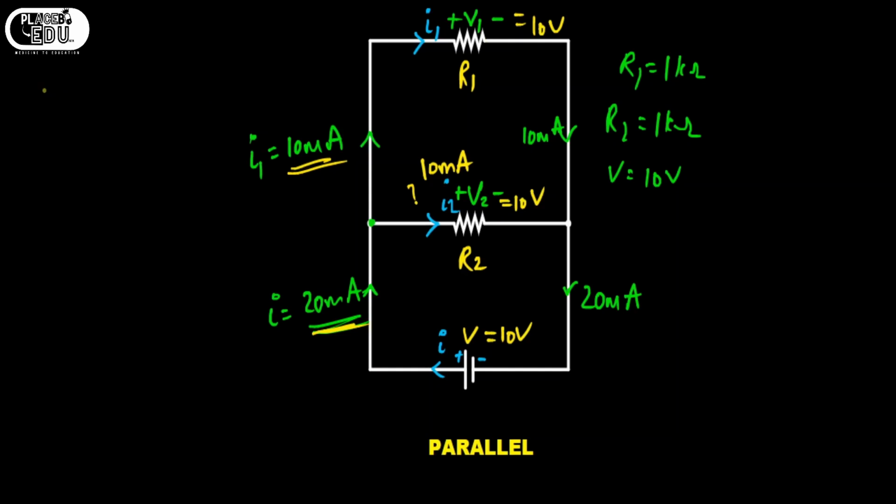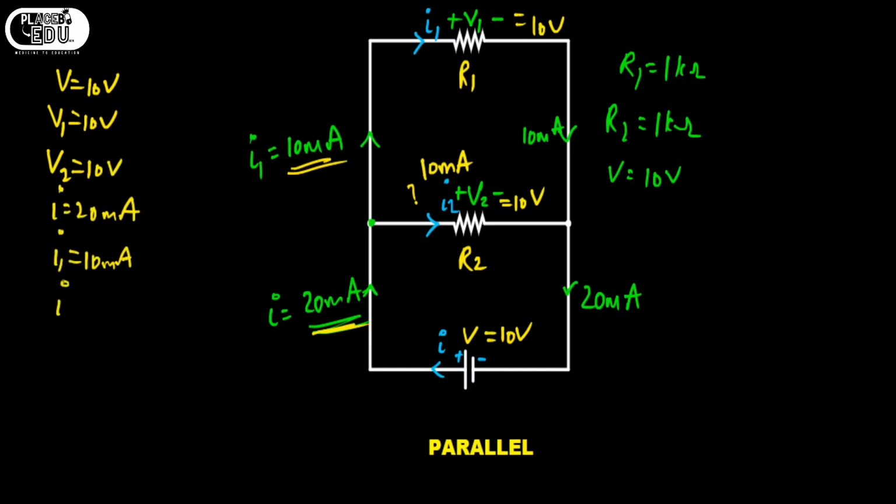So the things I have, I will write here: V equals 10 volts, V1 equals 10 volts, V2 equals 10 volts, and I equals 20 milliamps, I1 equals 10 milliamps, and I2 equals 10 milliamps. This is for R1 equals 1 kilo ohm and R2 equals 1 kilo ohm.